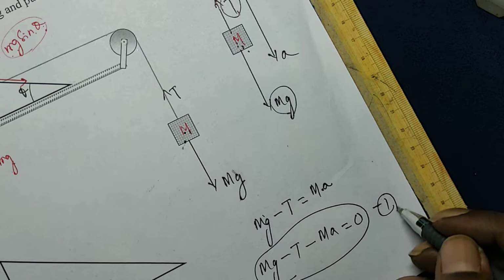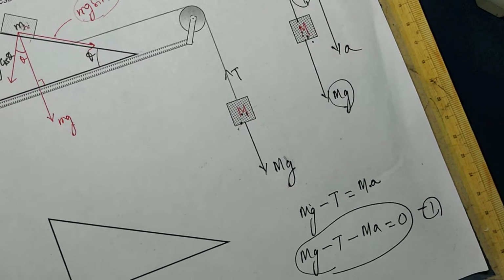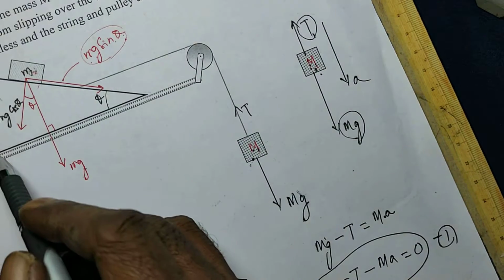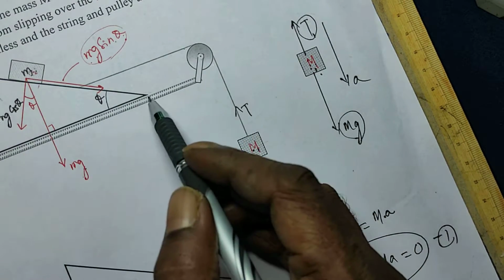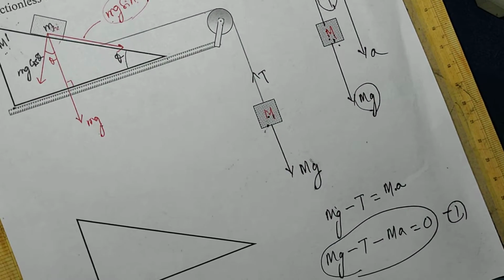Make it equation of 1. Now then let us come back to this triangular wedge. This surface is smooth, so there is no friction. The string and the pulley are also massless.